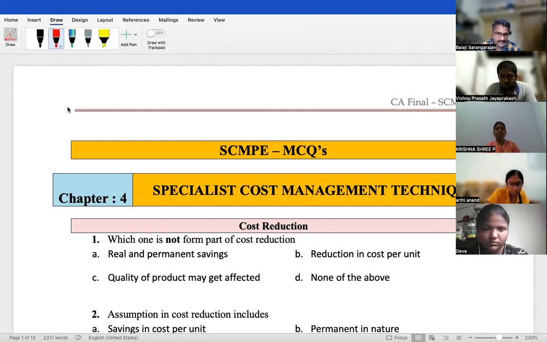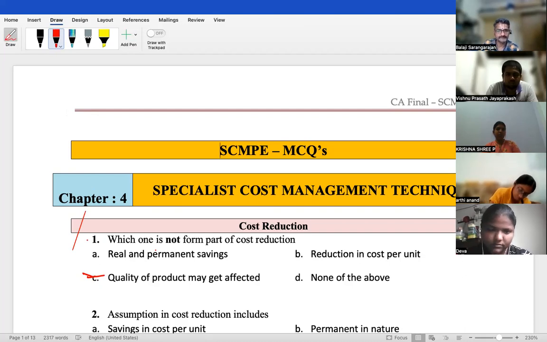It's based on cost reduction. Which one is not form part of cost reduction? C, quality of product may get affected. Because the definition of cost reduction is real and permanent reduction in cost per unit of the product without affecting the quality of the product. Here, quality of the product may get affected. Therefore, C is not form part of cost reduction. Next.